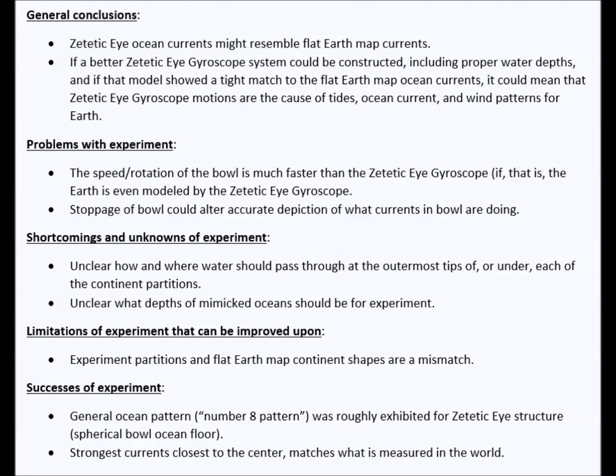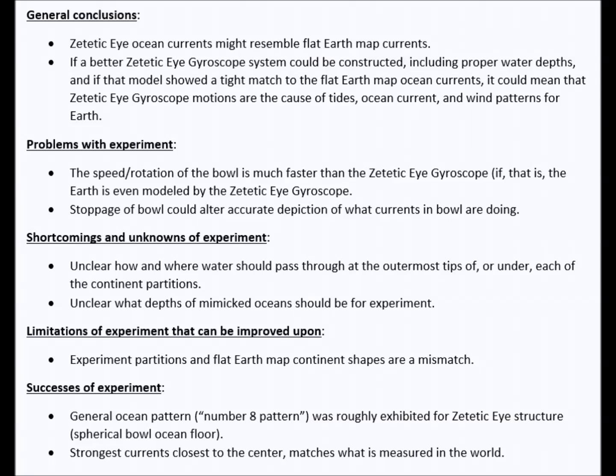Here are some of the conclusions of this bowl experiment. The experiment seems to resemble the way ocean currents would be on the flat Earth map as derived from the ball Earth map, and the way the Pacific and Atlantic and Indian Oceans gyrate. The experiment is of course limited by the lack of knowledge of the exact nature and structure of the Zetetic eye gyroscope, if that is the correct model of the flat Earth system.